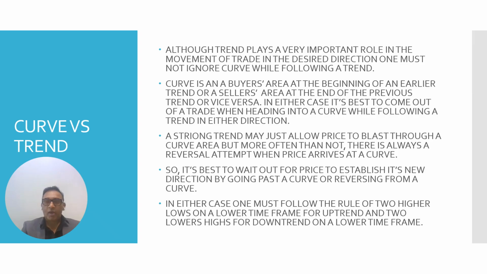So it's best to wait out for price to establish its new direction by going past a curve or reversing from a curve. In either case, one must follow the rule of 2 higher lows on a lower time frame for an uptrend and 2 lower highs for a downtrend on a lower time frame.